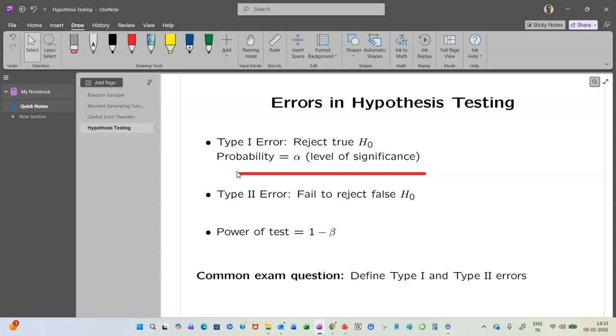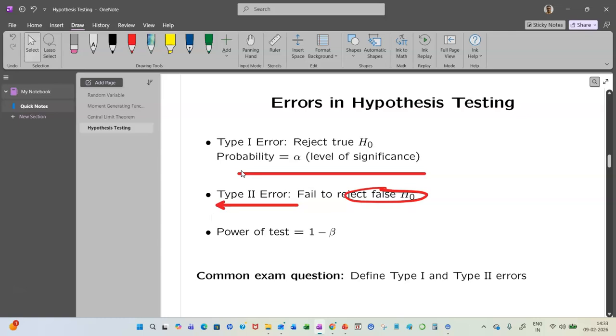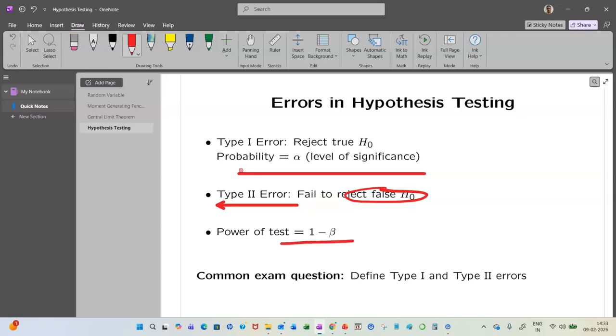And there is type 2 error when we fail to reject a false H0. When H0 is false but we fail to reject it, we say that it's a case of type 2 error, and we try to minimize the type 2 error, keeping the type 1 error below alpha. And the power of the test is 1 minus the probability of type 2 error, 1 minus beta. That's the power of the test. We try to maximize the power of the test. Common exam question: define type 1 error and type 2 error. That's a common question in the exam.